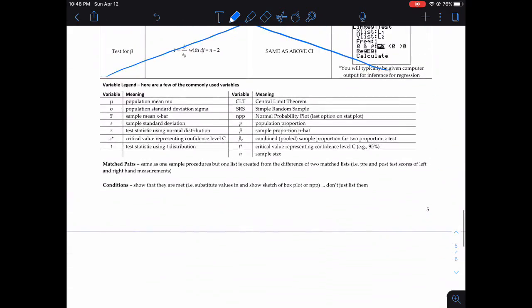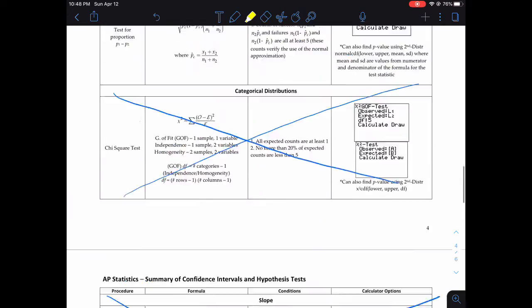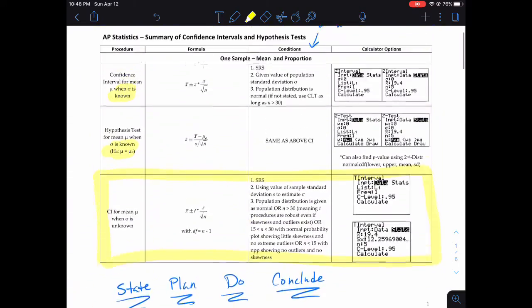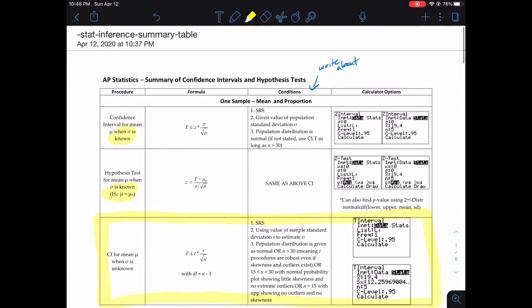And down here is just a legend of what these variables mean, and what they mean up here, as well as matched pairs. Matched pairs we talked about at the end of our last unit. That's when we can actually match 2 things together, and we can test a difference, because it's not a 2 sample, it'd still be 1 sample. Okay, and then show that the conditions are met. Don't just list them. So I find this sheet to be super helpful for all of the stuff that we're doing in these last units.